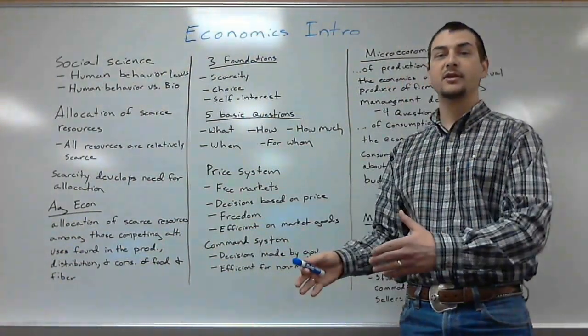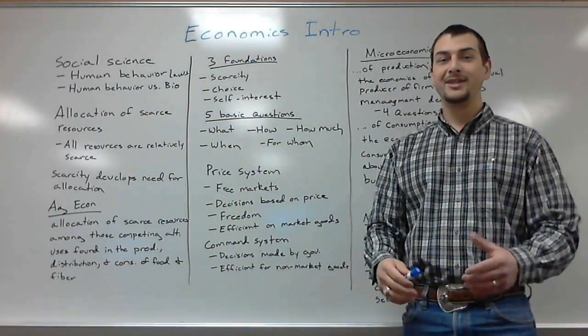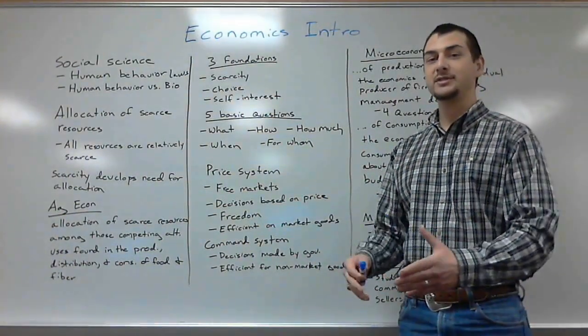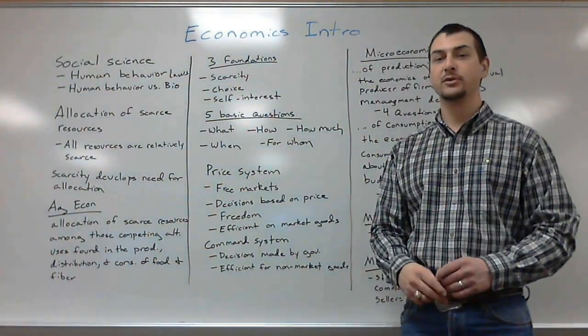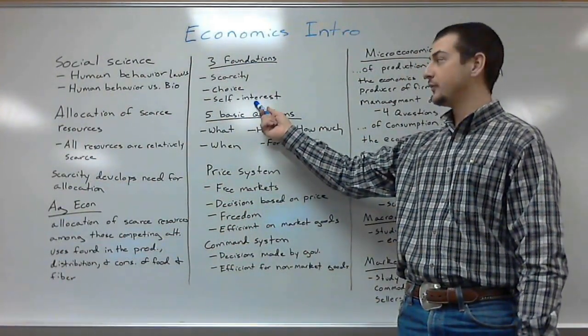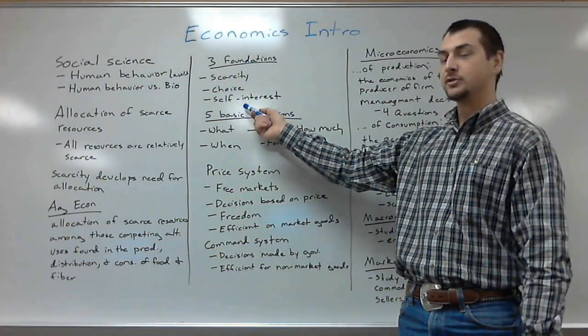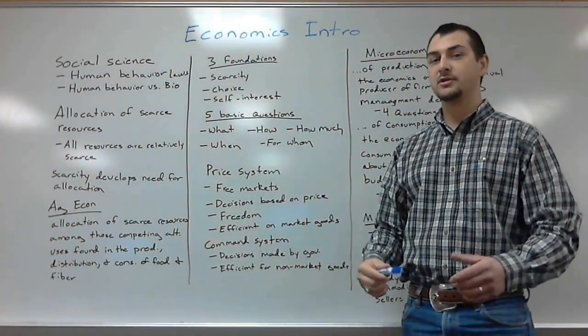So because they're scarce, we must now make a decision of how we're going to use them. And what dictates our choices and how we actually use those scarce resources are based off of our self-interest. We're going to look at our self-interest, and we are going to make the choices based off of our self-interest that allocate those scarce resources.